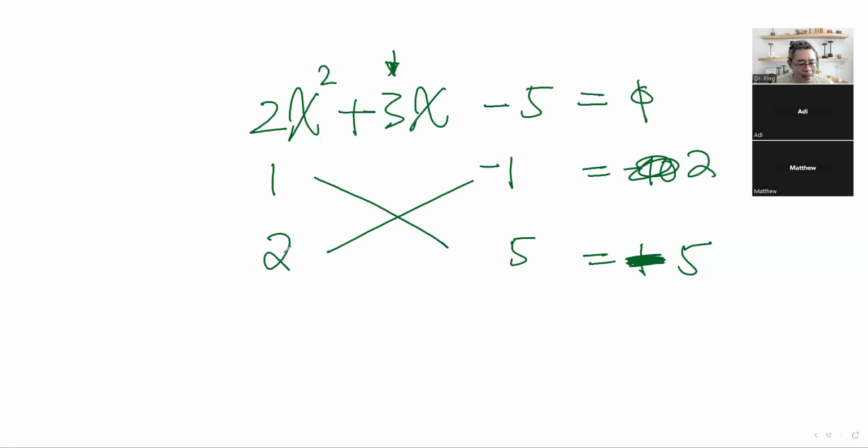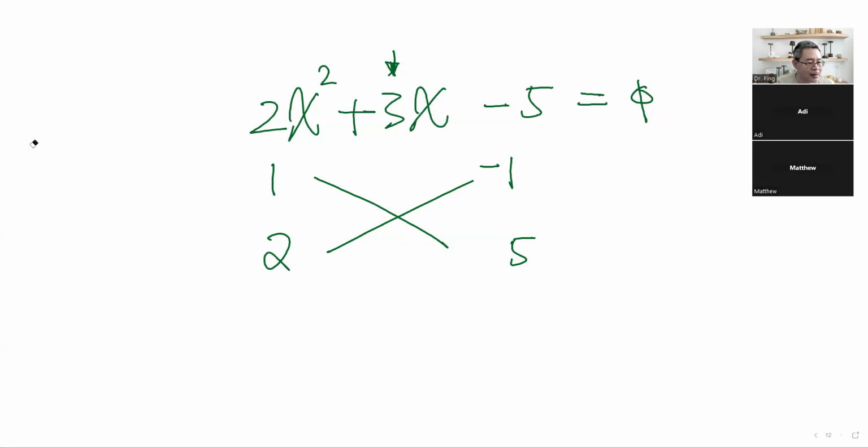So we still, 1 times 2 is 2. That's good. -1 times 5 is -5. That's good too. Then we multiply that, cross multiply. 1 times 5 is 5. 2 times -1 is -2. Add together 3. So that works.